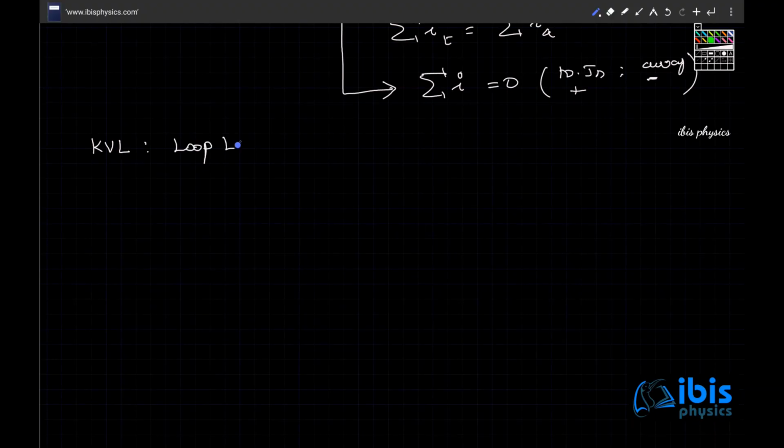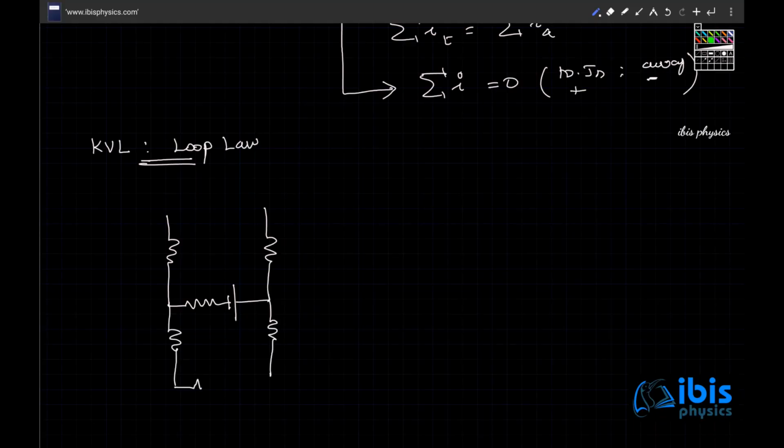So this loop law, or voltage law, is applied for a loop. Suppose there is a part of an electrical circuit I am just showing here. Let's say the battery voltage here, which is often referred to as EMF. Let's say this is EMF 1, this is EMF 2.